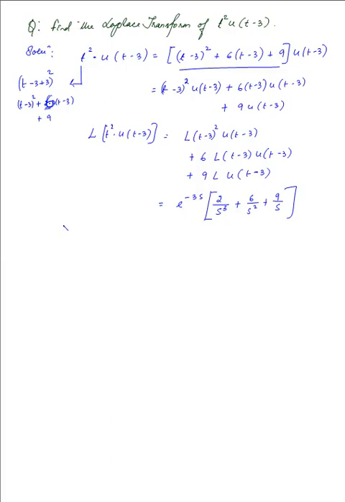If we consider the Laplace transform of t squared times the unit function of t minus 3, instead of t we can use another variable. That is, we can take t to be equal to k plus 3. So t is equal to k plus 3. What that means is that we will be doing the Laplace transform of (k plus 3) squared and the unit function u of k plus 3 minus 3, which is simply k.